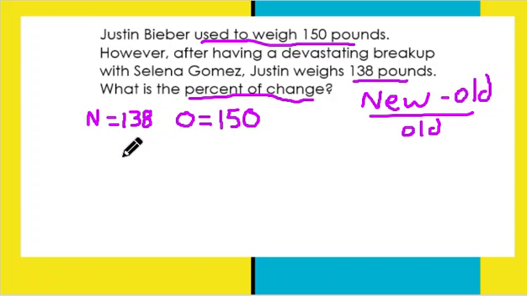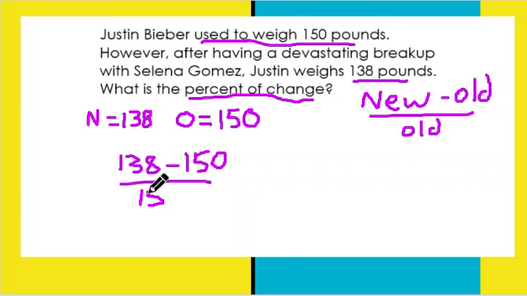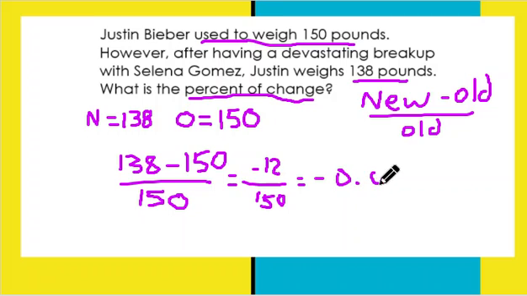So now we can plug these numbers in to our formula. So new, 138, minus old, 150, divided by old, 150. So now we can solve our percent change. 138 minus 150 is negative 12. So then I would have negative 12 over 150. So I can divide those two. Negative 12 divided by 150 gives me negative 0.08.